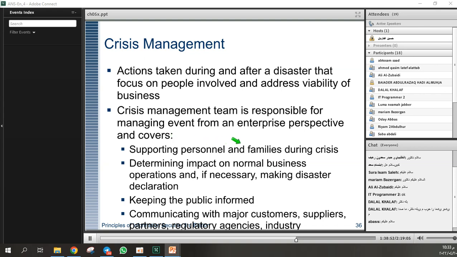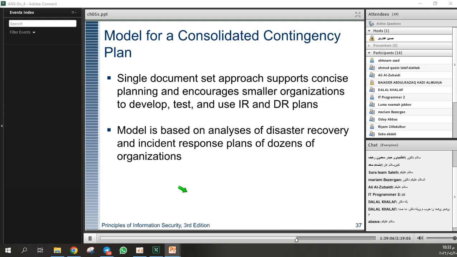Yes, maybe some people can be replaced. For example, some employees. Or if we lost some students, maybe in the next year new students would be joining the university. But some items, no. So the crisis management team must support personnel and people who are working for the organization, who are collaborating with the organization. They must keep the public informed about what happens to us.